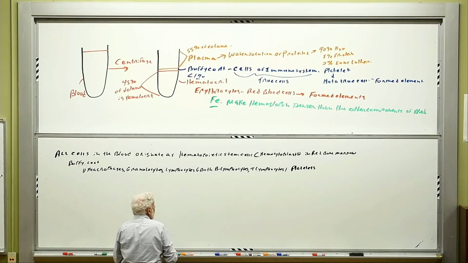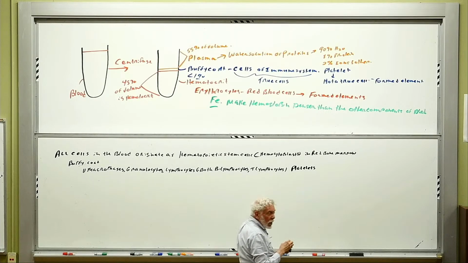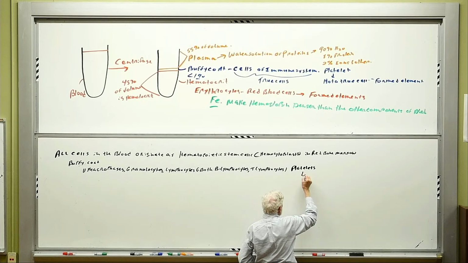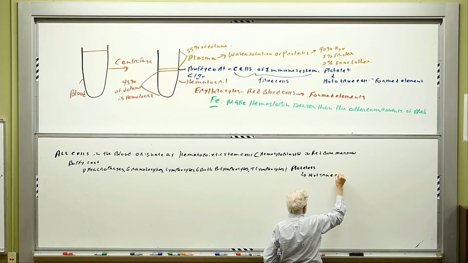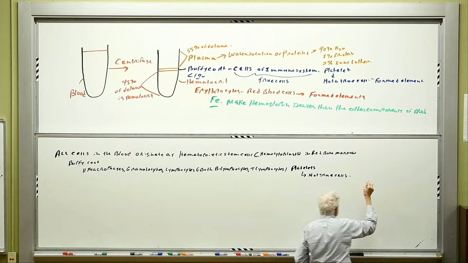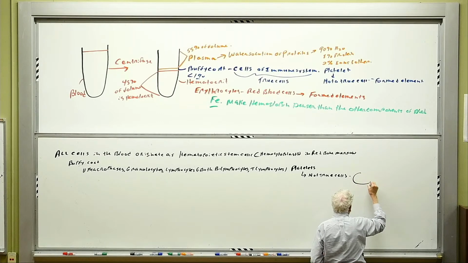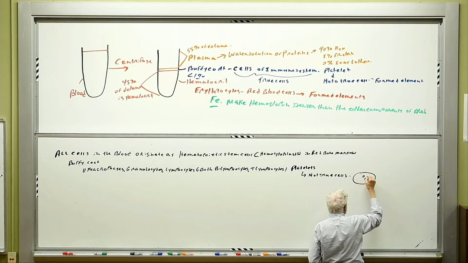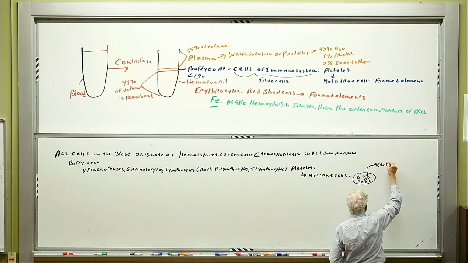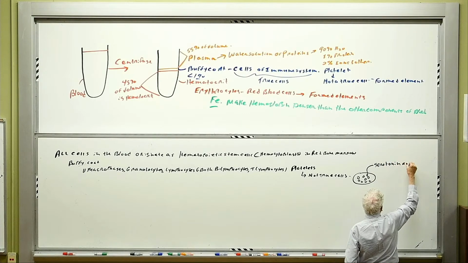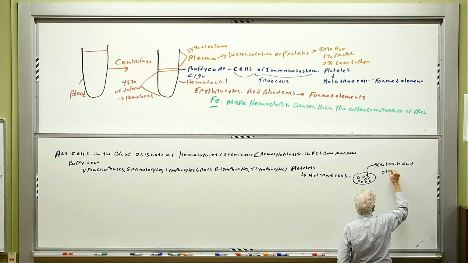The platelets, and we're not going to spend much time on these, but the platelets are not true cells. They are basically plasma membranes surrounding a bunch of vesicles. And these vesicles contain serotonin and other clotting agents.